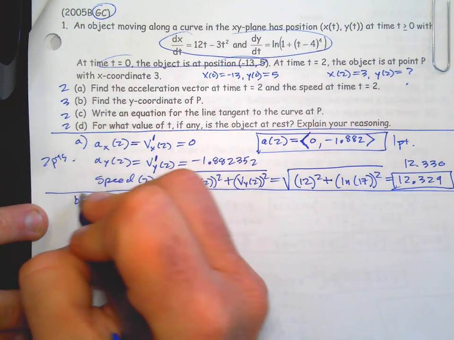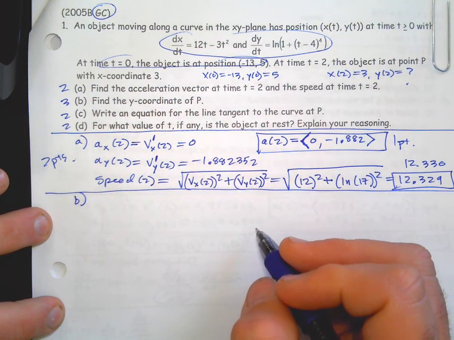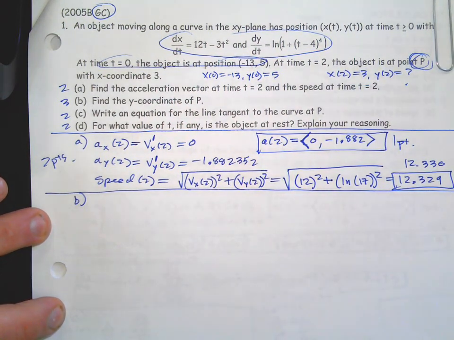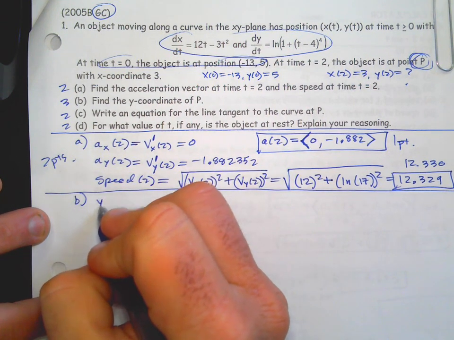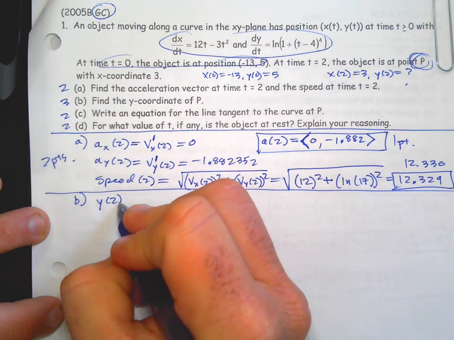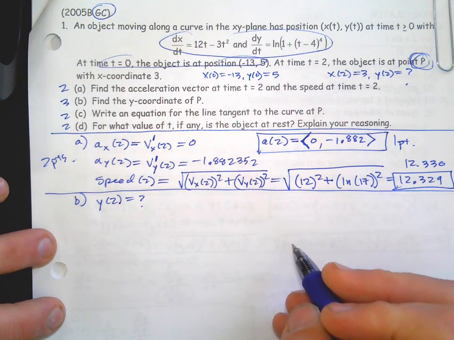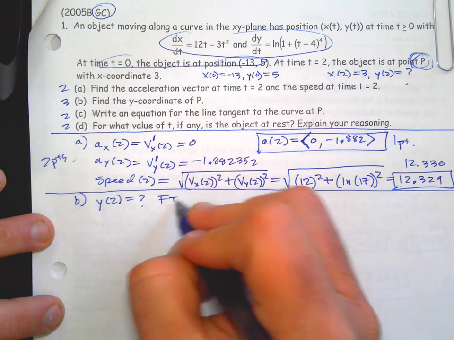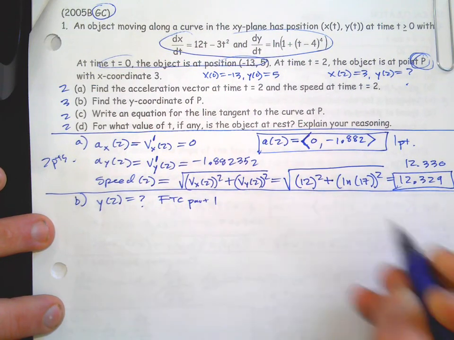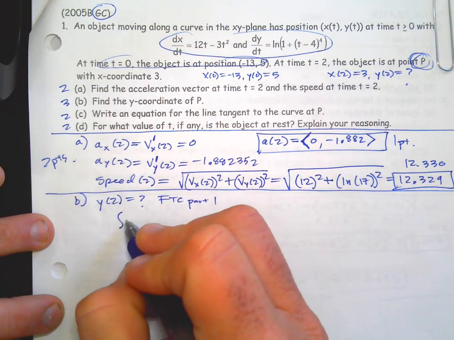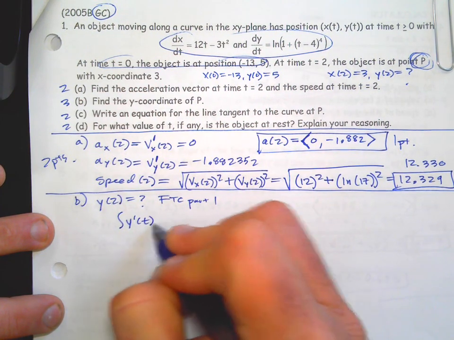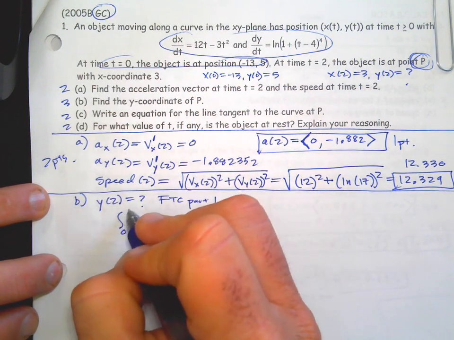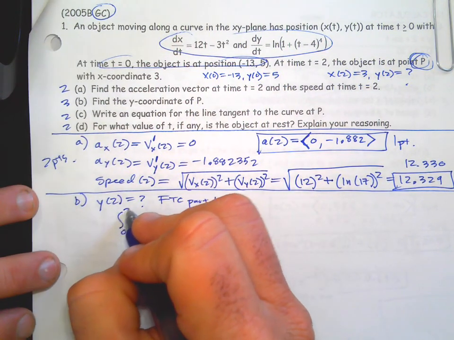Okay. B says find the y coordinate of P. Now P is the point at time 2, so what they're asking for is y2. Okay. So fundamental theorem of calculus part 1. Use it all the time. We're going to integrate y prime to get y, and we're going to use the known point at time 0 and use it to find time 2.